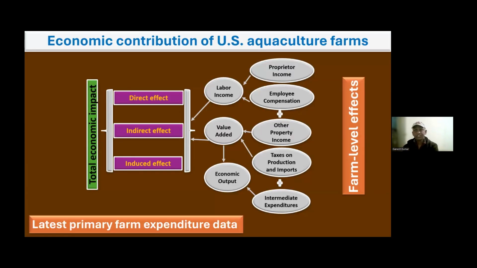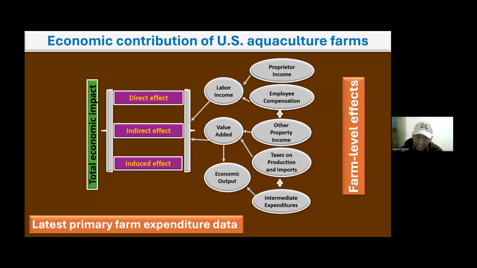So, economic contribution of US aquaculture farms, once again, this is a farm level effect, right? And the revenue generated by the farms is called the direct effect. The indirect effect is mainly the spending patterns associated with the farms, the purchased input quantities that are being purchased by the US aquaculture farms, quantify the indirect effect, while the induced effect is the sum total of all the household expenditures associated with all the industries that are connected with the primary income.